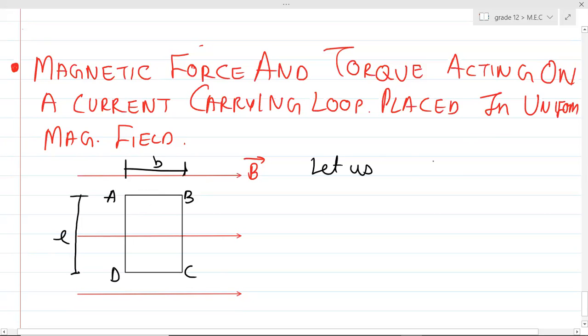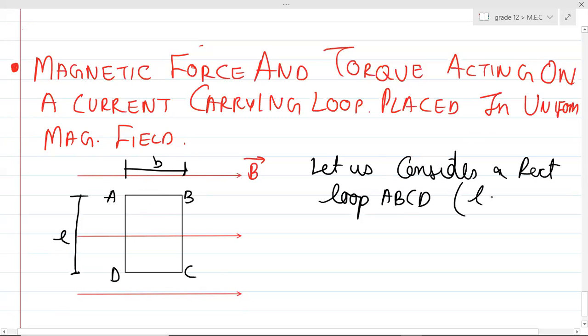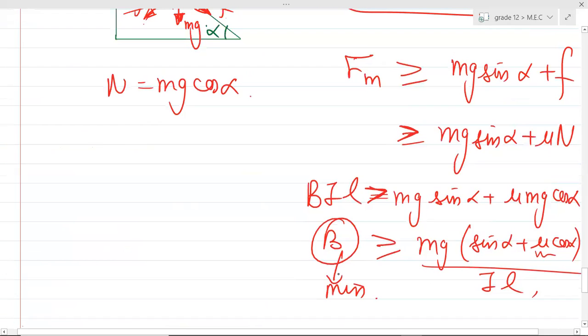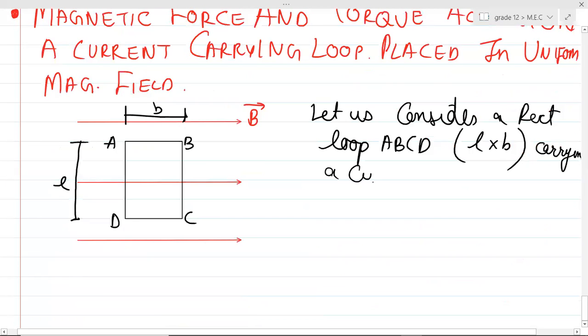Please remember this is an important part of your school derivation. Let us consider a rectangular loop ABCD with the dimensions L cross B. Can you see the dimensions L cross B? So loop ABCD is carrying a current I, and let's say the direction of this current is clockwise.